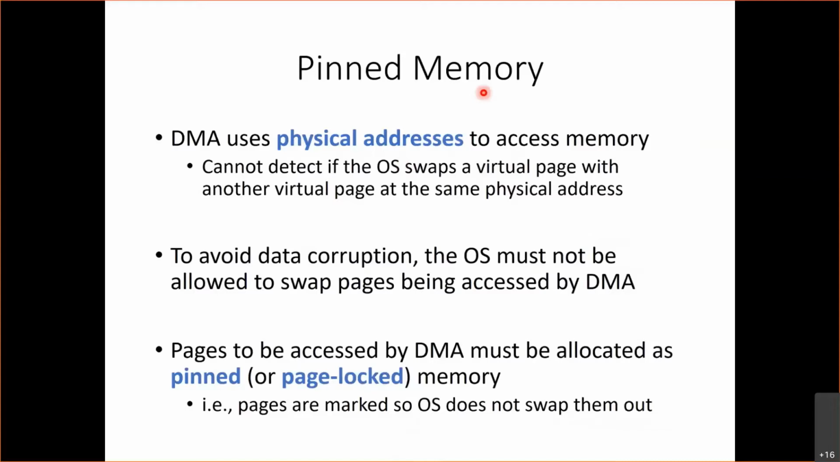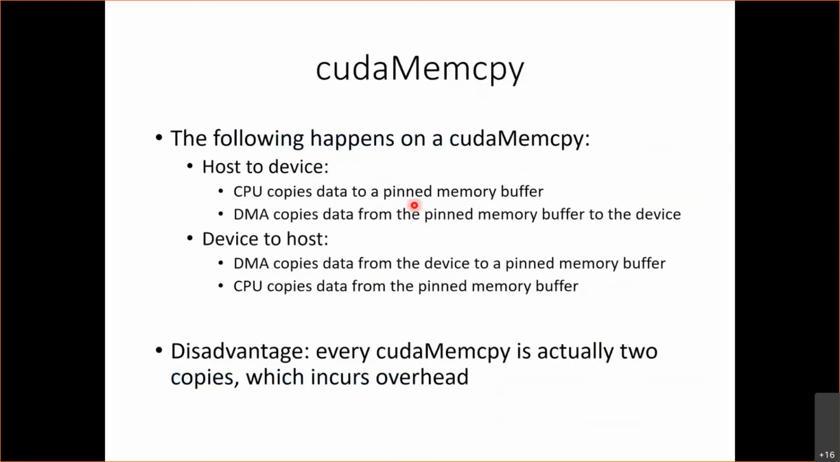So usually what happens on a CUDA copy is that when we copy from host to device, the CPU will copy to pinned memory, and then the DMA will copy from pinned memory to the GPU. And when we copy from device to host, the DMA will copy to pinned memory, and then the CPU will copy from the pinned memory to our actual buffer. And the disadvantage of that is that every CUDA copy actually ends up doing 2 copies.